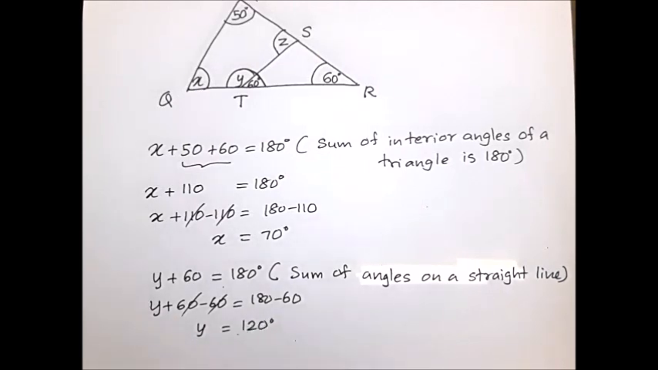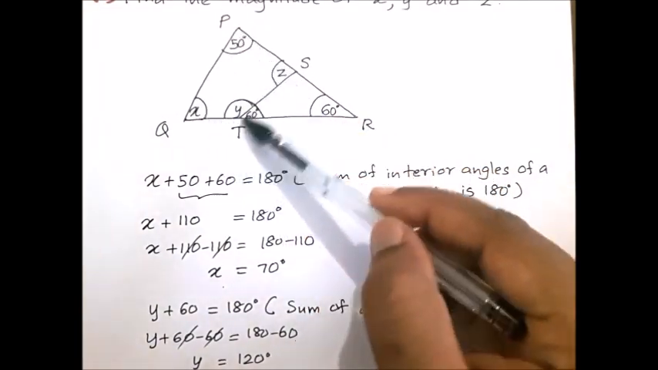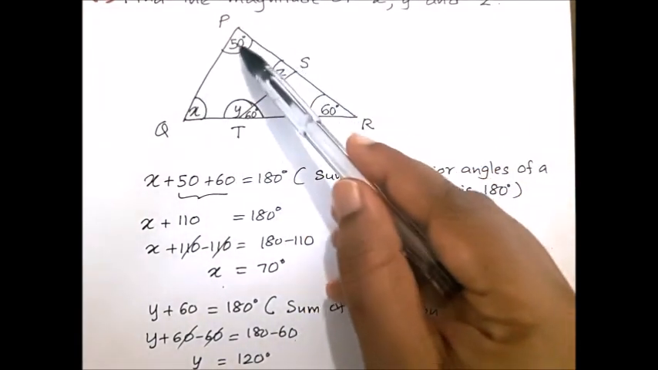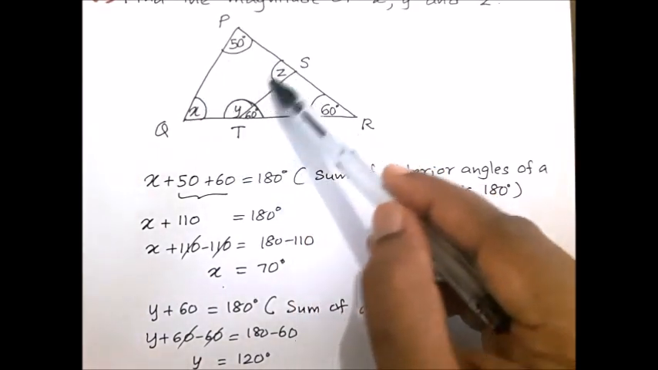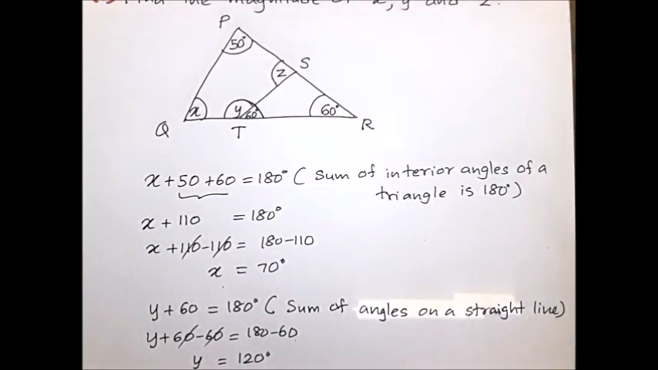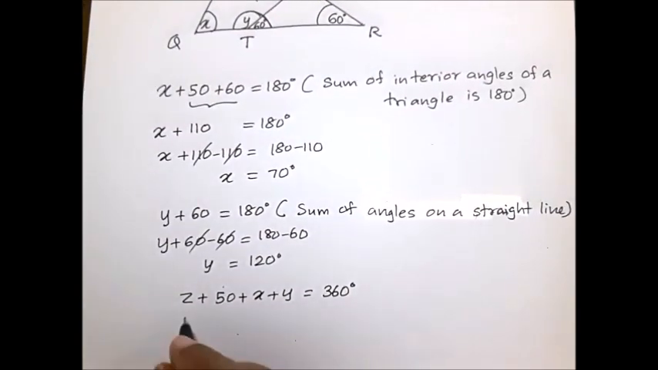Now you have to find the magnitude of z. Now look at this figure. PQTS is a quadrilateral. These are the interior angles of the quadrilateral. The sum of these four interior angles is equal to 360 degrees. You can write z plus 50 plus x plus y equals 360 degrees. Now you can substitute the value of x as 70 degrees and the value of y as 120 degrees.